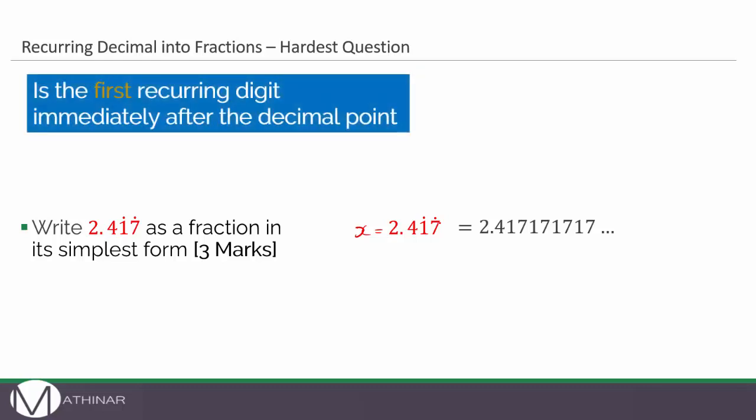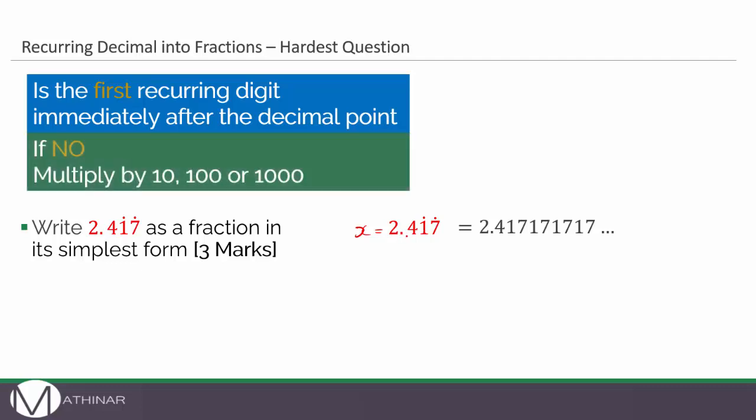And we ask ourselves exactly the same question. Is the first recurring digit immediately after the decimal point? Well, the decimal point is here. Is the first recurring digit immediately after that? No. So if no, we need to multiply by 10, 100 or 1000 so that it is. Well, I need the decimal point here, so to do that, I just need to multiply by 10. So x times 10 is 10x, and this number times 10 is 24.17 recurring.